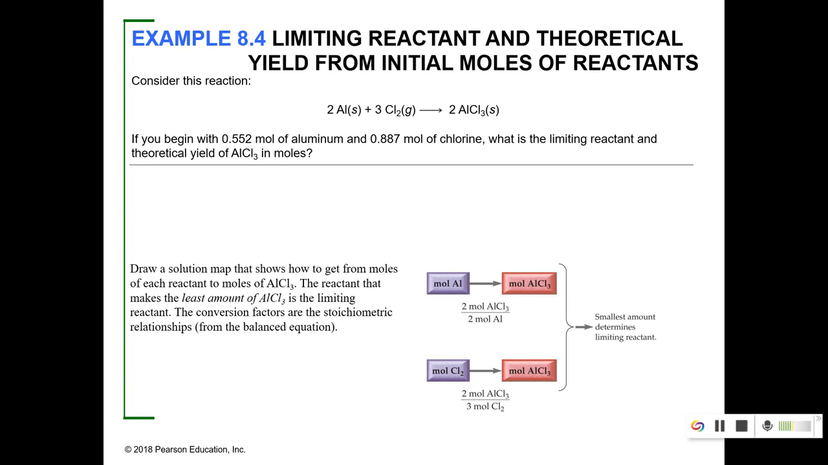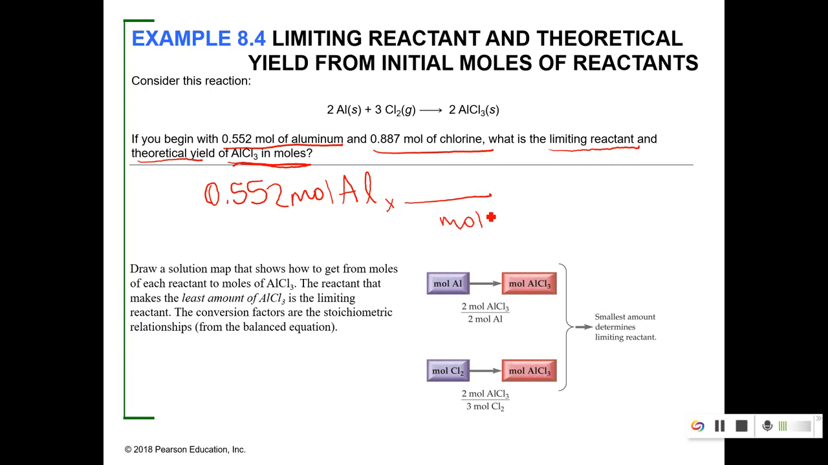All right, so let's do a problem. So the key to knowing it's a limiting reactant problem is that there are 2 givens instead of 1. So they want to know what is the limiting reactant and the theoretical yield of aluminum chloride in moles. So we've got our 0.552 moles of aluminum. We're going to solve that to moles of aluminum chloride. And remember, the numbers come from the coefficients. So this number is just the same.